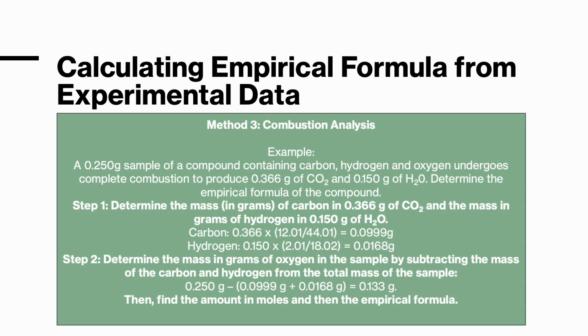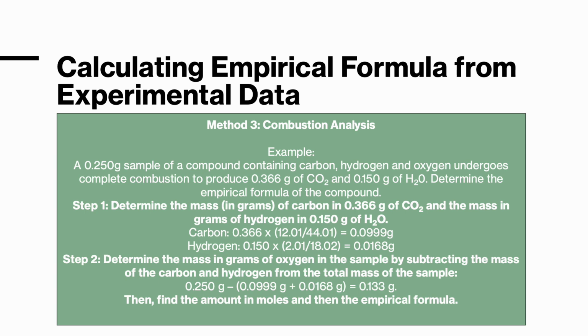The final method is combustion analysis. For this, we're going to do an example. The example is that a 0.250 gram sample of a compound containing carbon, hydrogen, and oxygen undergoes complete combustion to produce 0.366 grams of CO2 and 0.15 grams of H2O. We're asked to determine the empirical formula of the compound.